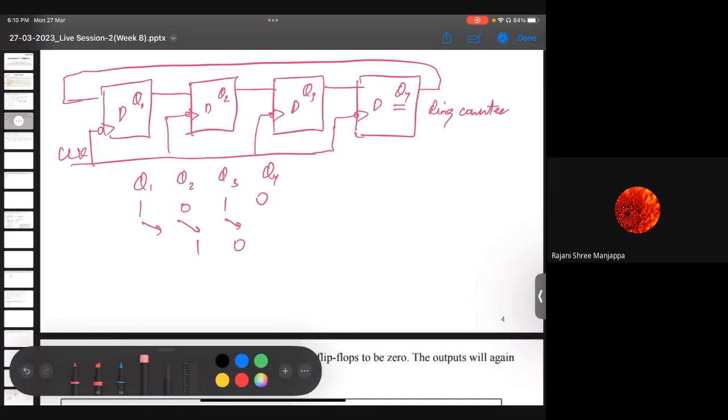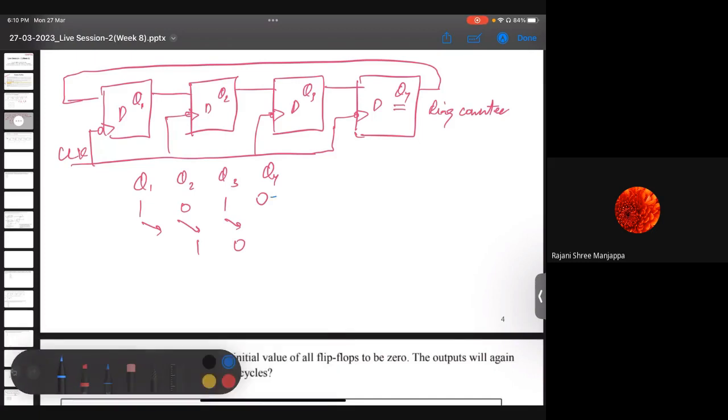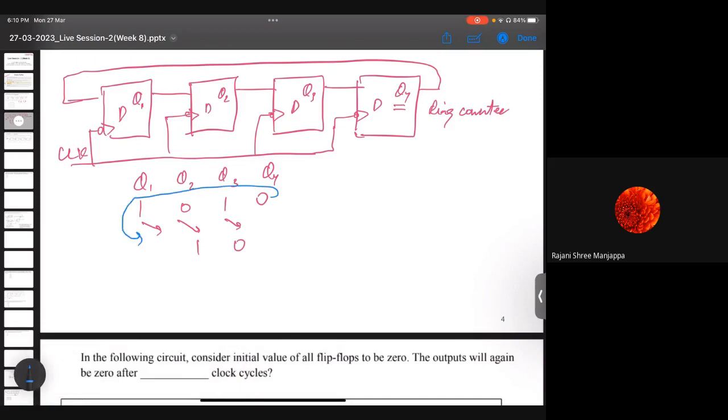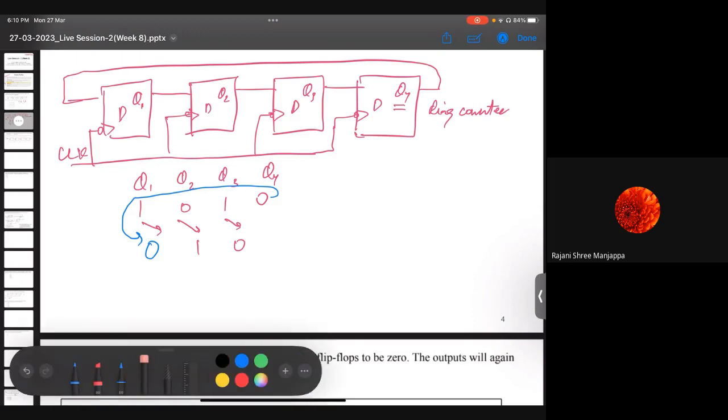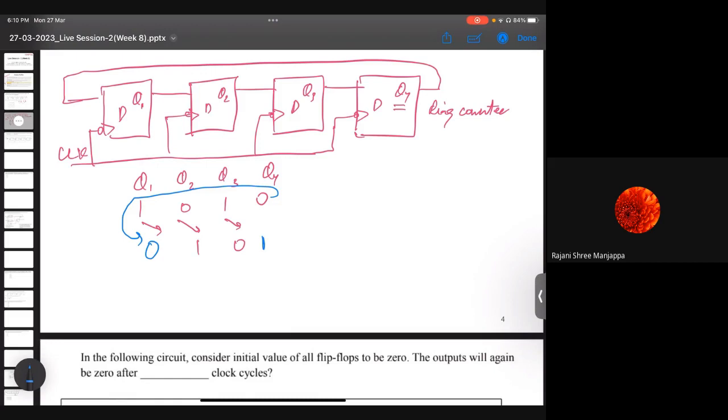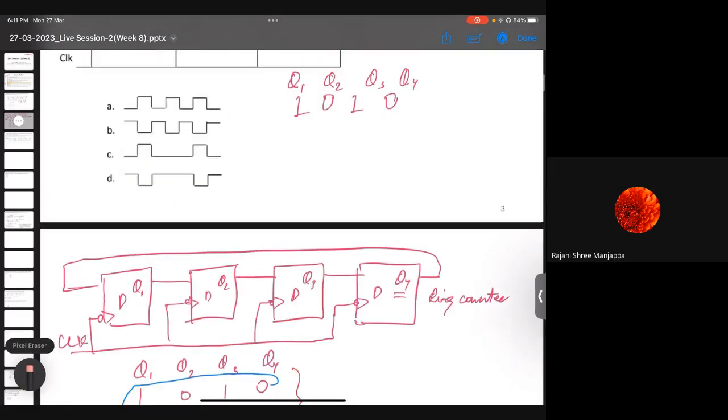Let me use some other ink. This zero is getting shifted to the first bit, so I can write zero here. It was one, and now again what is happening? 010 will be shifted here, and this one will get shifted. As you can see, in this particular circuit, from 1010 it is getting 0101, and then it is again getting 1010. This sequence will go on for as many clock cycles as we use.